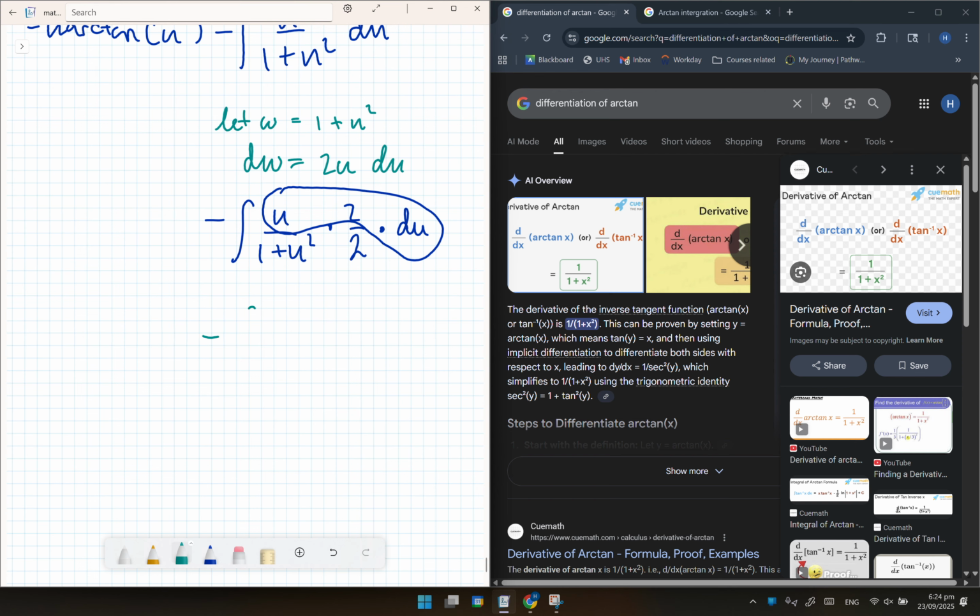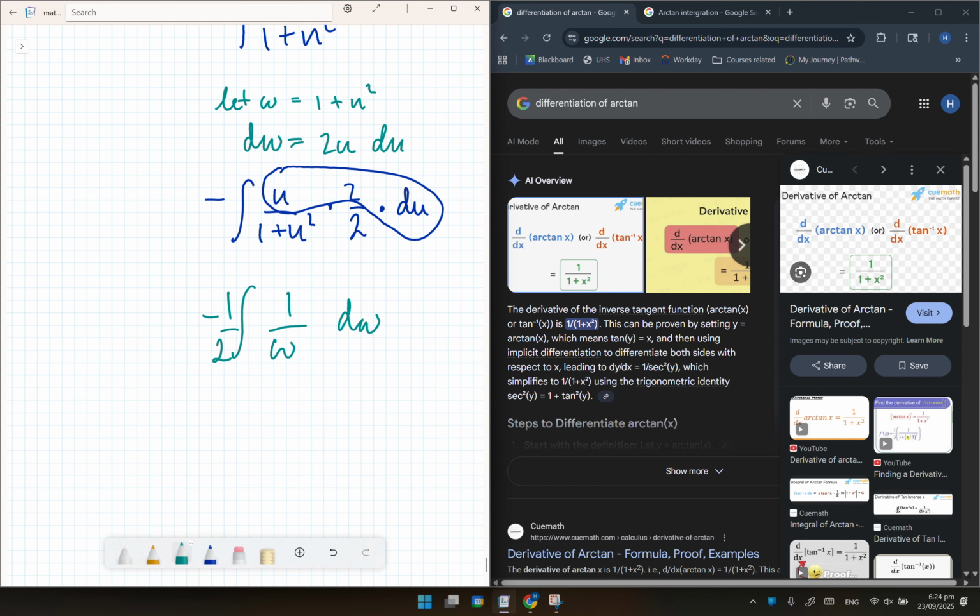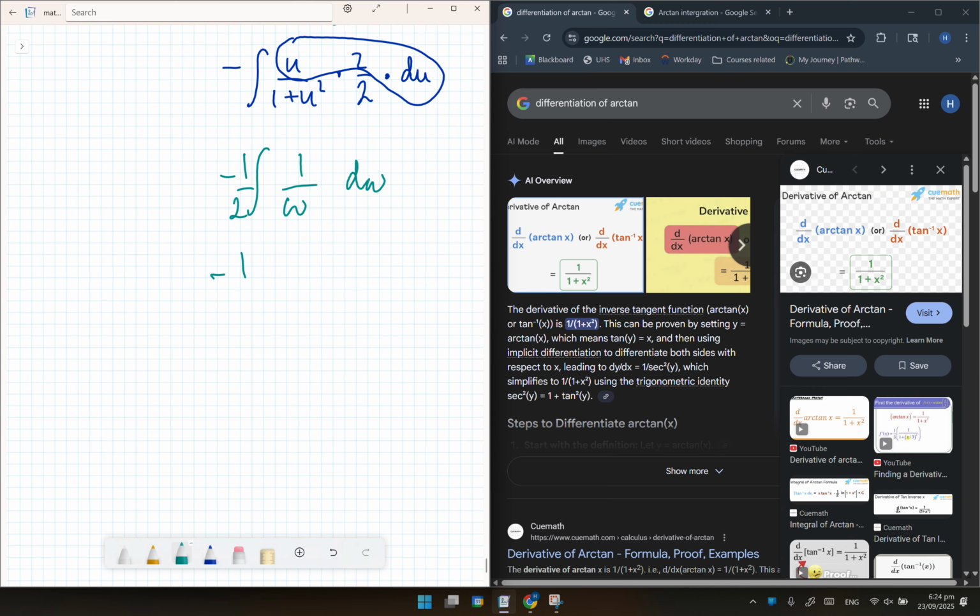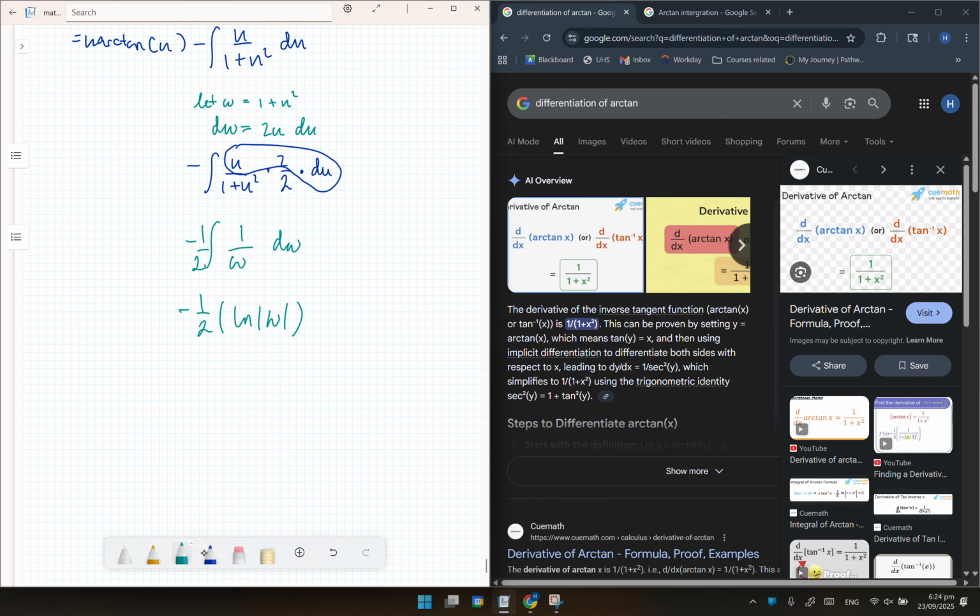And so what we're going to have now is the minus integration of 1 over, remember that 1 plus u squared is w, 1 over w. So that's all going to be dw, and that's 1 over 2. We're going to take this 1 over 2 and put it outside. So 1 over 2, the integration of 1 over w. That's simple. That's just ln w, right? And if we remember to substitute, w was equal to 1 plus u squared, and so this is now equal to minus 1/2 ln of 1 plus u squared.